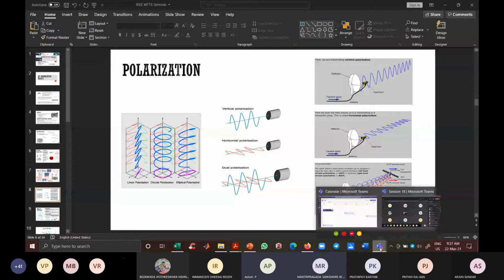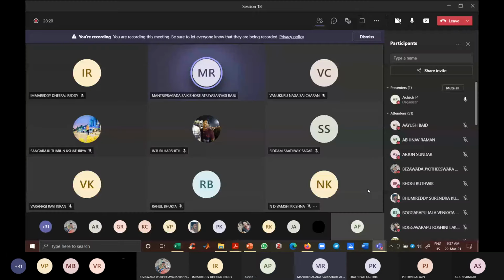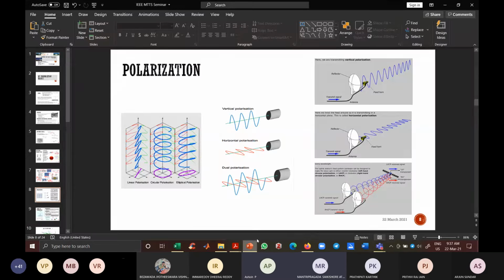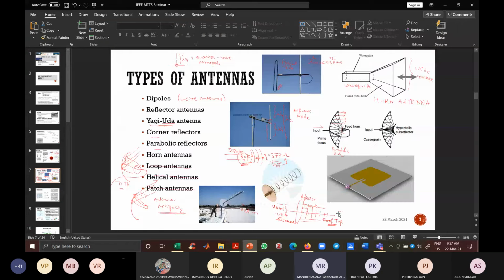Sir, while explaining the dipole, you had said that the length of the antenna is lambda by 4 and it is called a quarter-wave antenna. The formula for the length of an antenna is always lambda by 4. Why is it specially called that? Why is no other antenna called that?